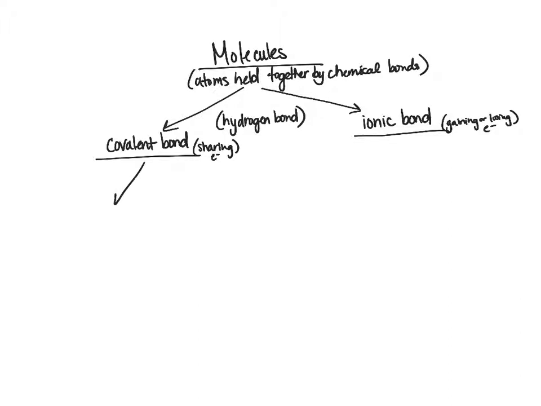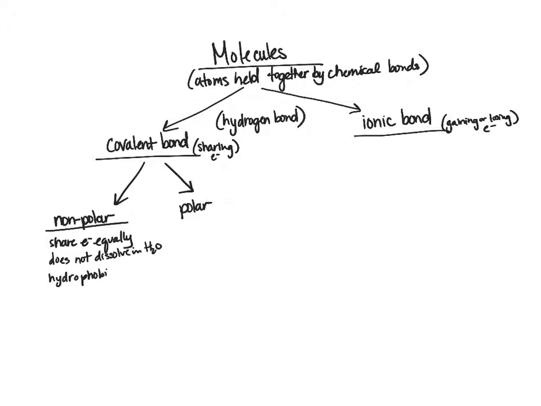So then remember, part of our covalent bond, we could separate that into two different types of covalent bonds. What were those two different types? Right, nonpolar and polar. So our nonpolar, remember, this is where they share electrons equally. Nonpolar is something that does not dissolve in water. And remember, this is called hydrophobic. Then our polar bond, on the other hand, is where we share electrons unequally. So we end up having this partial negative, partial positive. These do dissolve in water. And what is this called? Hydrophilic.